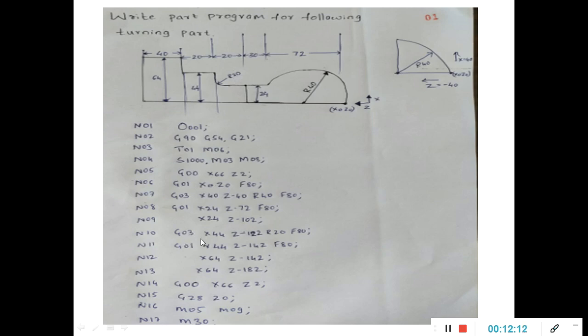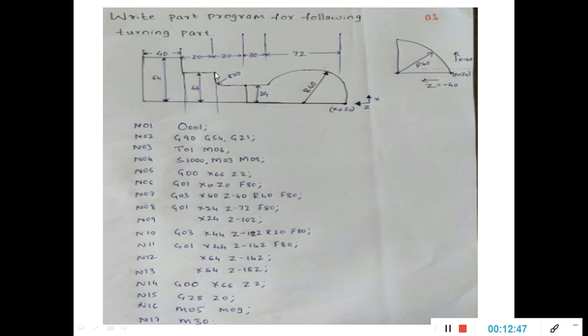So G02, the coordinates of this point are X is 44 and Y is 102 plus 20, minus 122. So X 44 and Z is minus 122 with the radius R20. You have to mention the feed here. So G02, circular interpolation in the clockwise direction with the coordinates of next bit X is 44, Z is minus 122 with the R20 and feed rate 80.